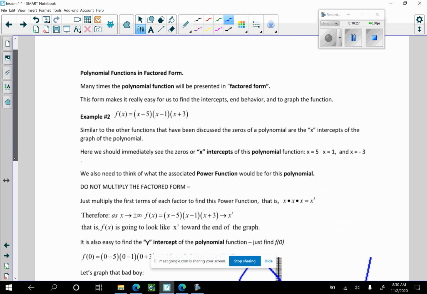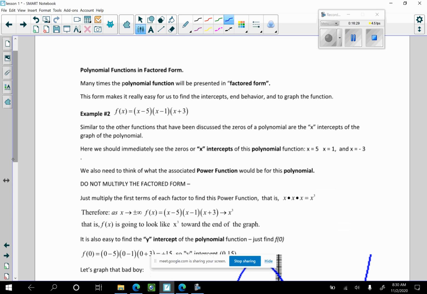Jumping ahead, polynomial functions in factored form. Many times a polynomial function will be presented in factored form. This form makes it really easy to find the x-intercepts, the end behavior, and to graph the function. The zeros of a polynomial are the x-intercepts of the graph of the polynomial. When it's in factored form, we should immediately see the x-intercepts, that is, when the output is 0.